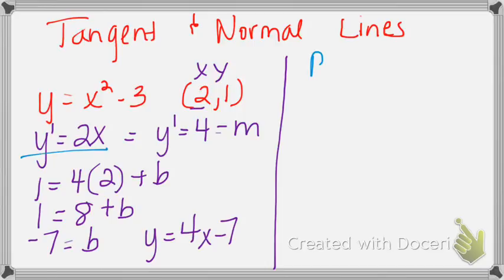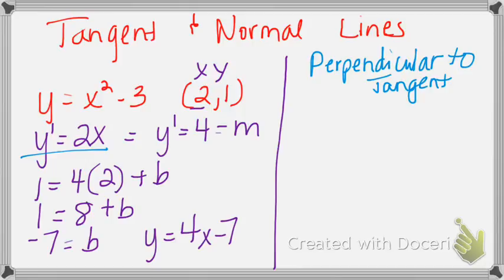The normal line is perpendicular to the tangent line. So if I ask you to find the normal line, I'm asking you to find the line perpendicular to whatever we're talking about. And what that means is if m is 4 here, that means m for the normal line would be negative 1/4. We have to change the slope. You flip it and you change the sign.